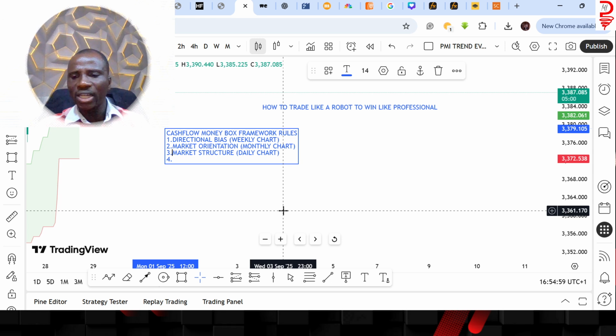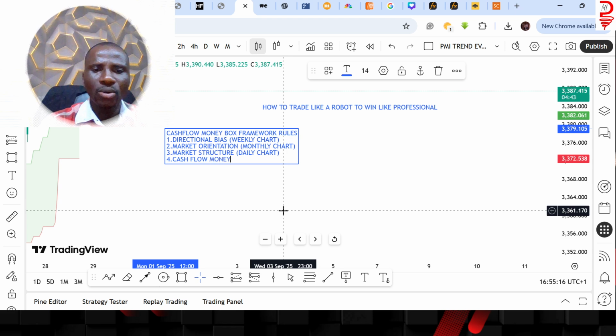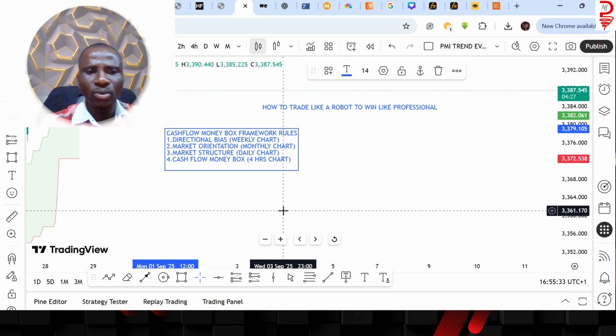So the fourth rule says once you have defined your market structure, and of course that is going to be done on the daily, the next thing you want to identify is your money box, cash flow money box. Don't worry, we are going to do this together on a particular live trade. The trade is still running now, and you will see how it played out. And you are going to do this on the 4 hours chart. You see how I'm taking my time to spell out the rule.